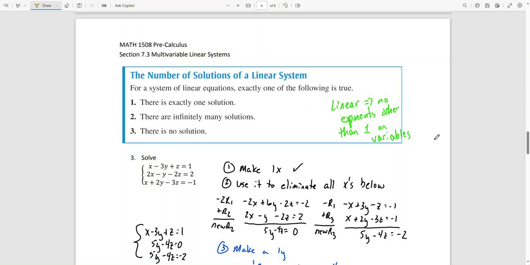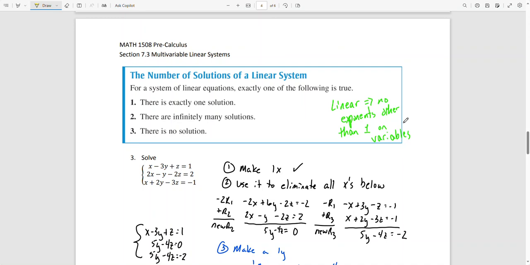Okay, so what kind of solutions can we have with these linear systems where we're talking about 3 or more variables? For a system of linear equations, remember linear means no exponents other than 1 on the variables. No matter how many variables you have, exactly one of the following is true. You have exactly one solution, and you'll end up with z equals a number. You could back substitute up the steps. Or there are infinitely many solutions.